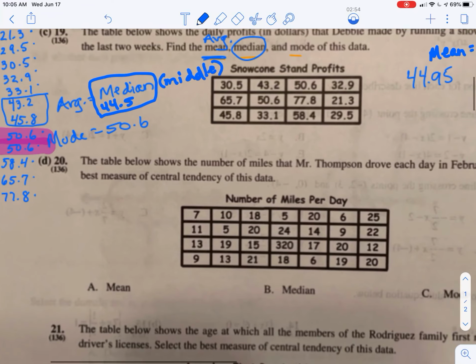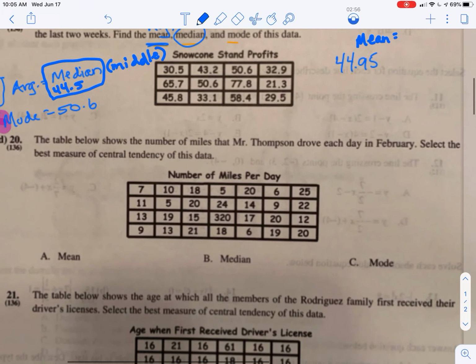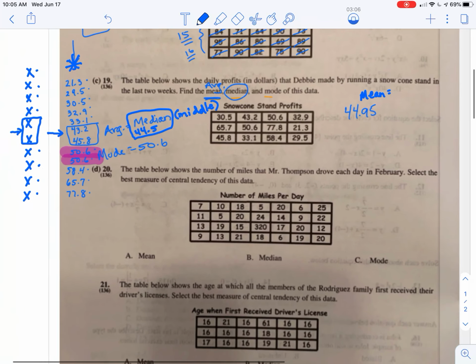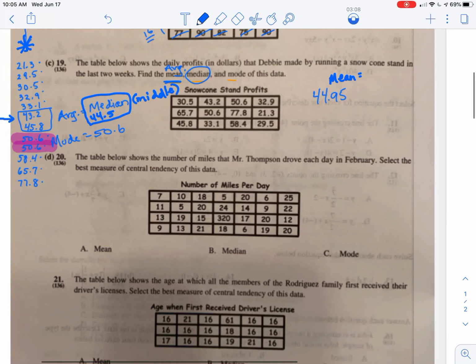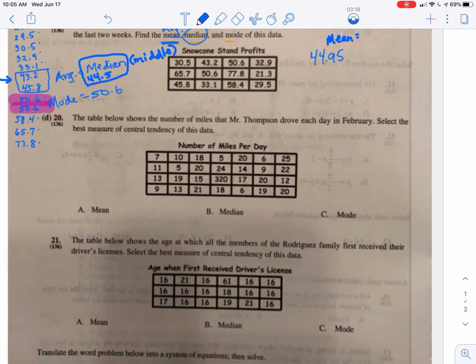Let's look at 20. So we have a set of data here representing the number of miles per day that Mr. Thompson drove each day in February. So each day is listed there. Now this is an interesting set of data here because one of the things that in this lesson, if you recall what the lecturer was saying to you, is that sometimes you're given a set of data and you have to determine which is the best measure of central tendency for that set of data to use to determine anything.